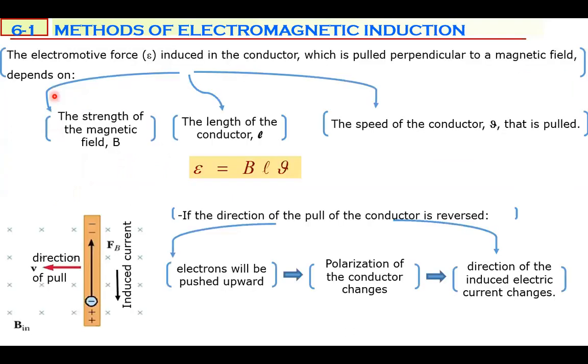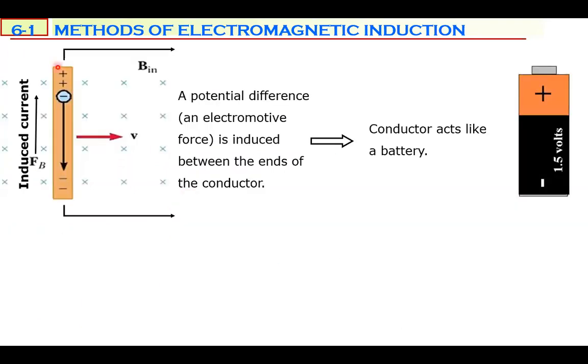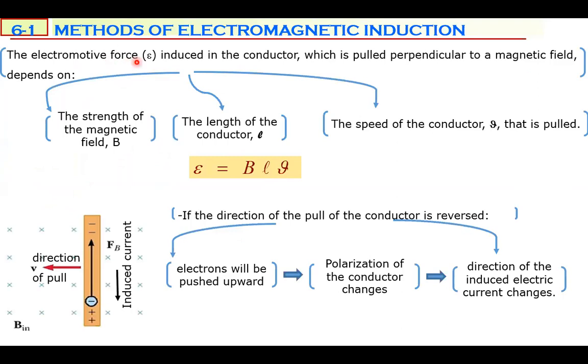The other name for this potential difference is electromotive force. This induced electromotive force in a conductor pulled perpendicular to a magnetic field depends on three physical quantities. One of them is, of course, the magnetic field. If there is no magnetic field, you cannot cause a force acting on electrons.